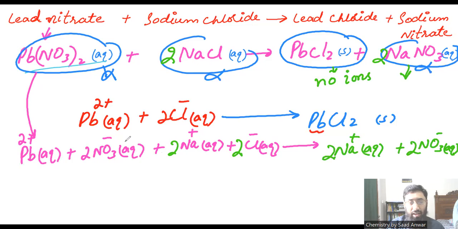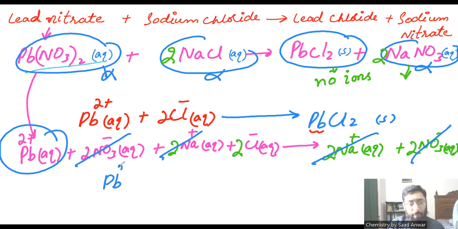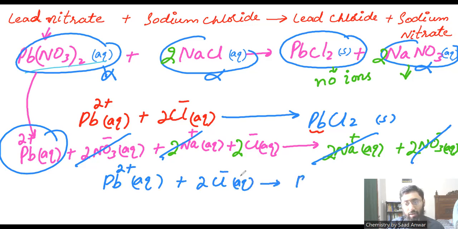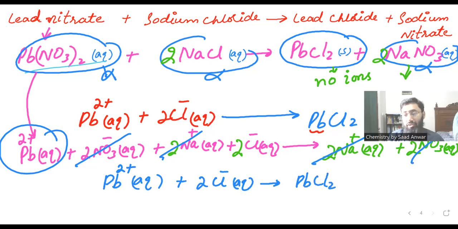Now these are spectator ions. Nitrate ion can be cancelled. That sodium ion can be cancelled with that sodium ion, and the ions left behind are lead ions in the aqueous state, and the other is 2 chloride ions in aqueous state. And when lead ion combines with 2 chloride ions, you will get lead chloride. Don't forget to mention this is in solid state. So this is the way how to write an ionic equation.